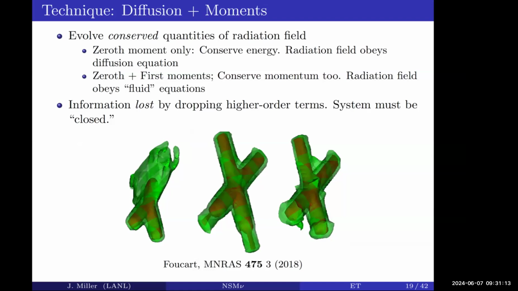0th moment, you evolve only the energy, and you throw away all other information. Turns out that if you do this, you get a diffusion law. If you evolve both the 0th and 1st moments, you also conserve momentum, and you get something that looks like conservation of energy and momentum, which is the Euler equations minus conservation of mass. If you care about lepton number, you even get that. You get a conservation of number.